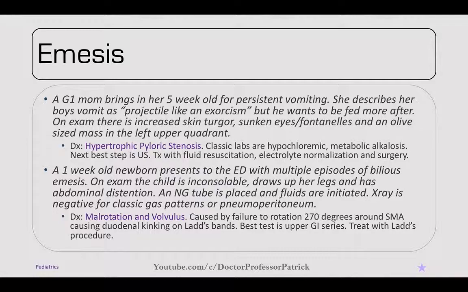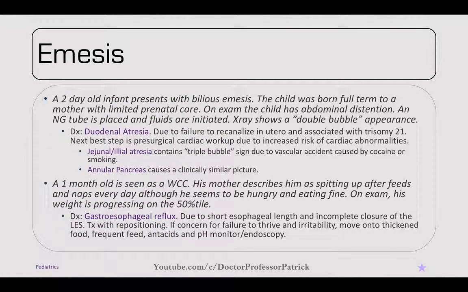It's caused by failure to rotate 270 degrees around the SMA, and it causes a duodenal kinking on what's called Ladd's bands. The best step is an upper GI series, and then we want to treat these with a Ladd's procedure. Next, we've got a 2-year-old infant who presents with bilious emesis.